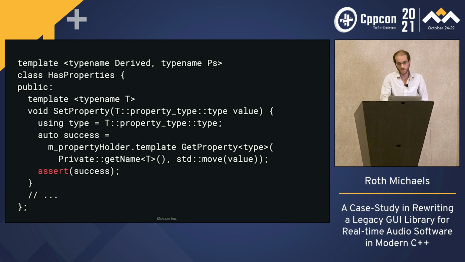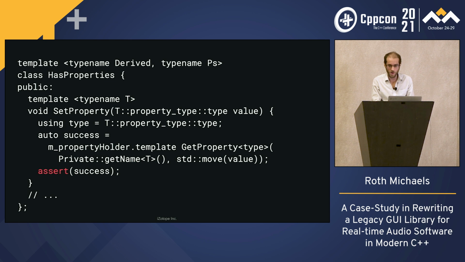Set is similar. The internal property holder returns a bool for success. We assert on that in case there are any bugs, but we know that our outer set property is only going to call get property with the types that we've paired up with that name and string in the struct.